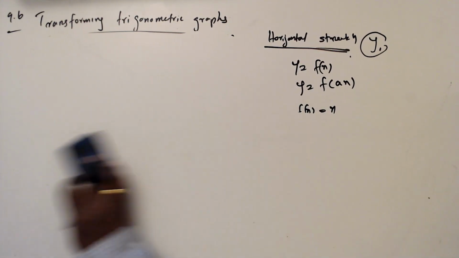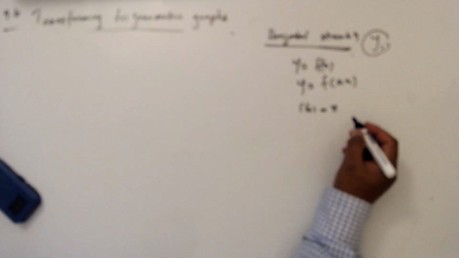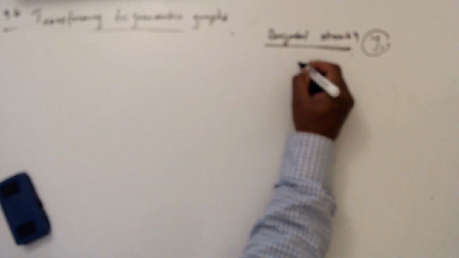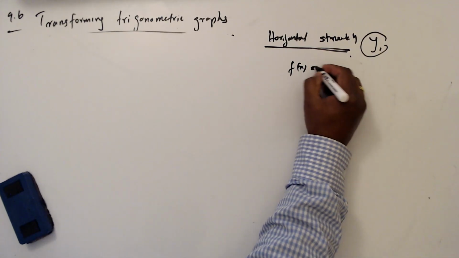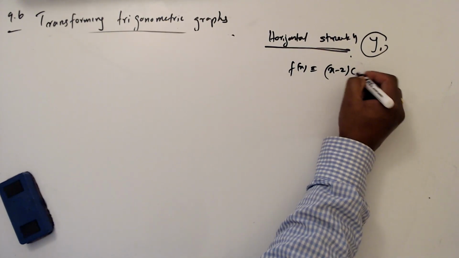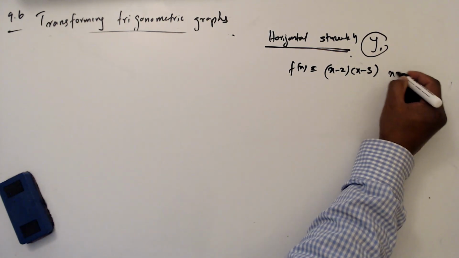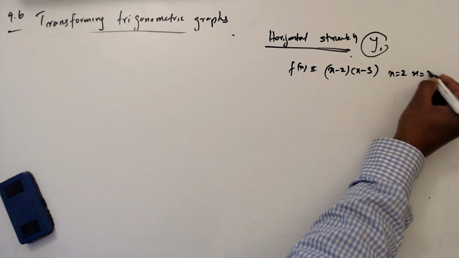Let's consider a curve like this. f(x) equals (x minus 2)(x minus 3). Now what are the roots? x equals 2 and x equals 3.